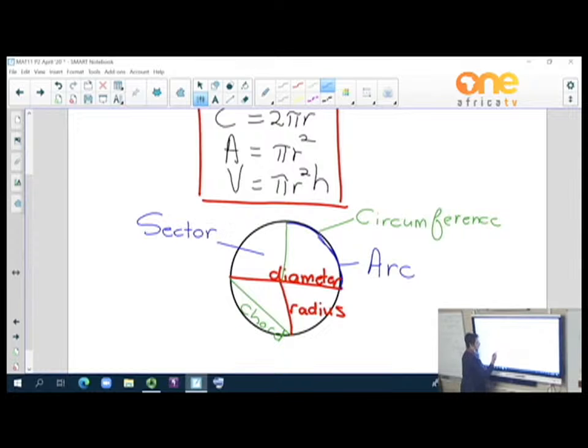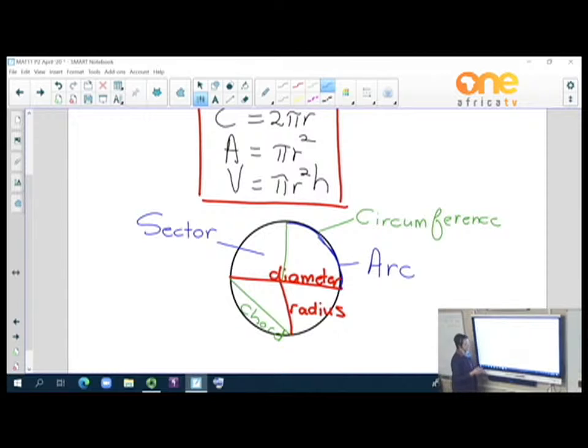It's part of the area. Sector, it's like the piece of pizza or the piece of cake that you are eating. That is the sector that we're going to eat. And we are going to learn now how to calculate arc length and sector area. That's the purpose of our lesson today. That's what we want to do, to find those lengths there.